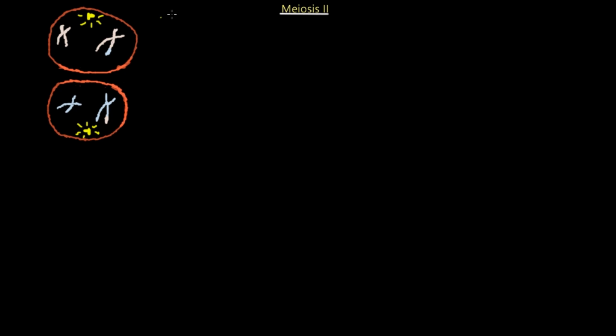It doesn't do that. There is no replication. That's important to know, because the chromosomes will remain as they are. No replication between the first and the second meiotic division. So it goes immediately into Prophase 2. So let's go on.